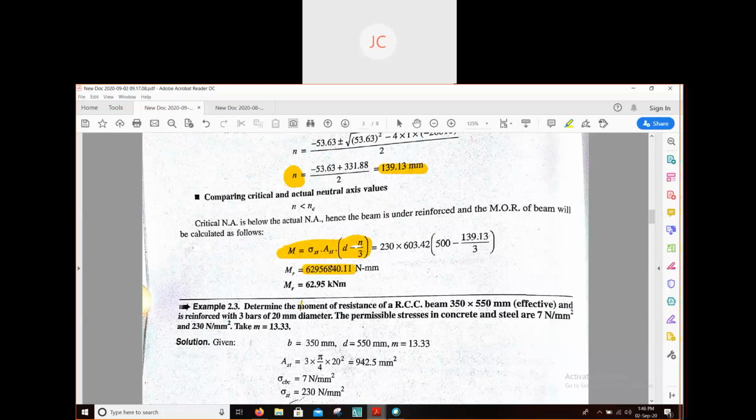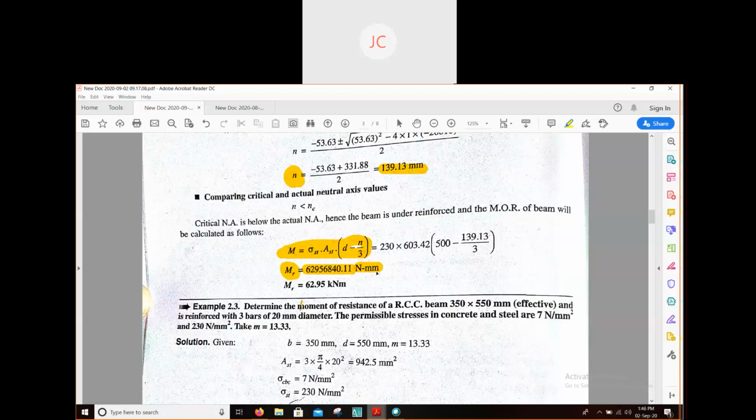But what will be the unit? This will be in Newton and millimeter, because if you see all the values, the unit of sigma st is Newton per millimeter square, area is in millimeter square, d is in millimeter, n is in millimeter. So whatever value you get here will be in terms of Newton and millimeter.